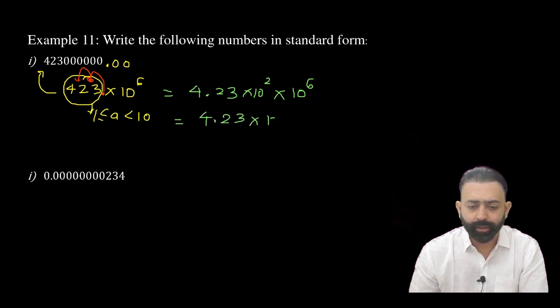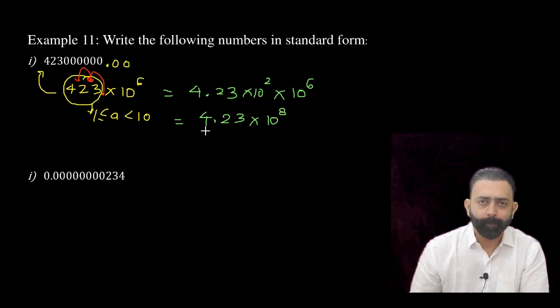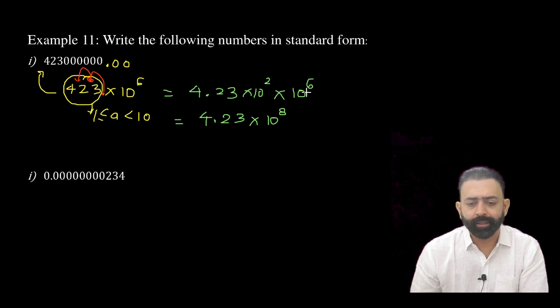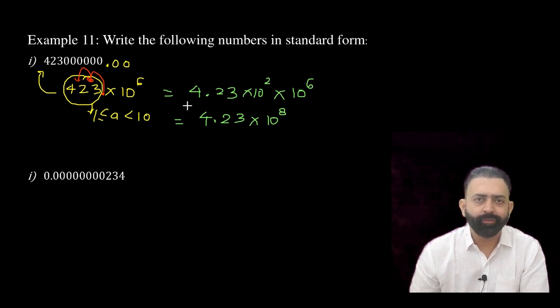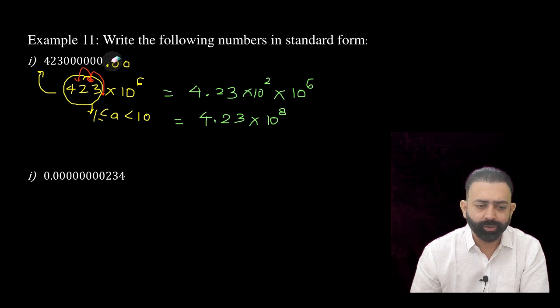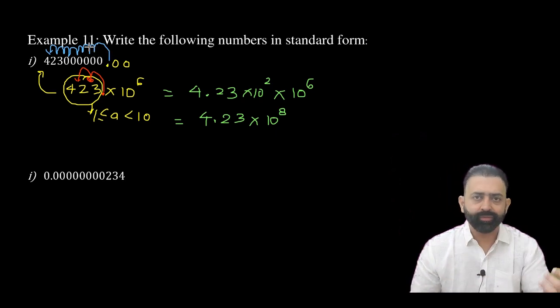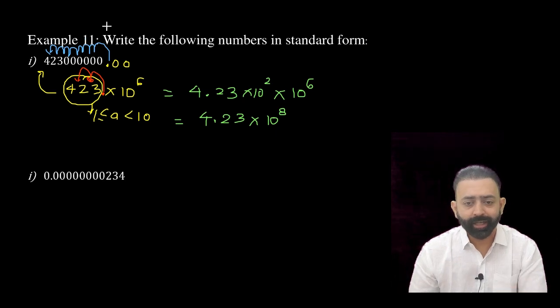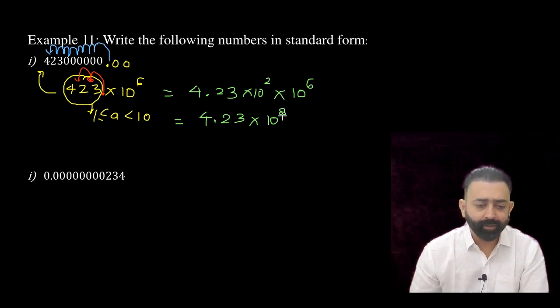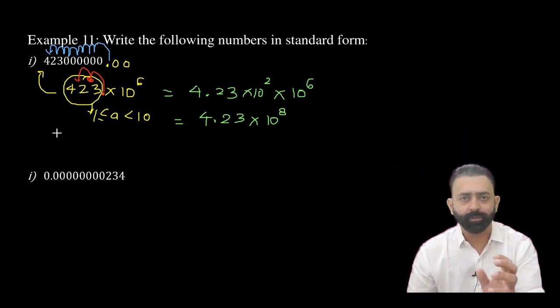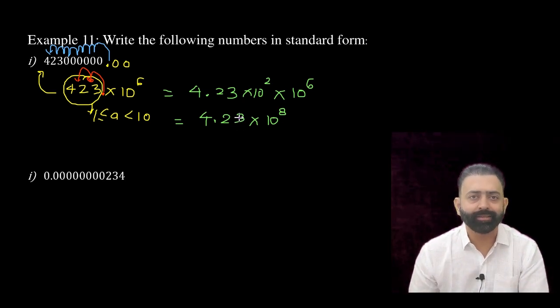4.23 into 10 raised to power 8, right? 10 raised to power 2 multiplied by 10 raised to power 6 gives you 8. So effectively, as you can see from the original number, if I show you, this decimal point was after this last 0. So this decimal point effectively has been shifted 8 places, as you can see from these blue lines, right? So you have shifted this decimal point towards left 8 places. So for that we have the exponent as 8, and please remember that if you shift the decimal point towards left, exponent gets increased.